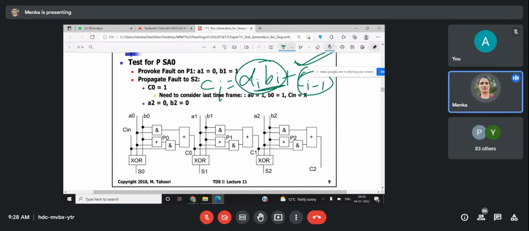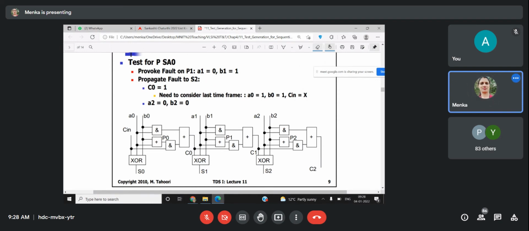So if this becomes 1, it means we will just ignore whatever the Ci minus 1 term is. If I'm making both of these 1 1, so A0 and B0, it means my C0 will become 1. Yes or no? So this is my A0, B0. If I'm making this 1, 1, I'm getting 1 here. So if this was X, whatever it was, I don't care. I will be getting 1 at the output. So the first sequence is A0 is equal to 1, B0 is equal to 1. This is my first sequence.